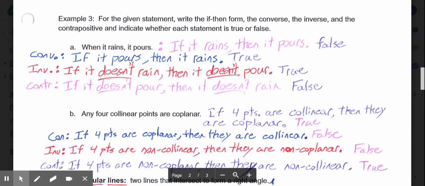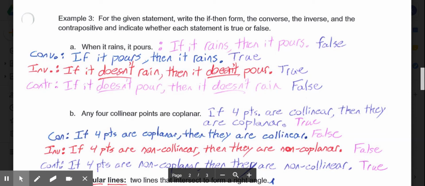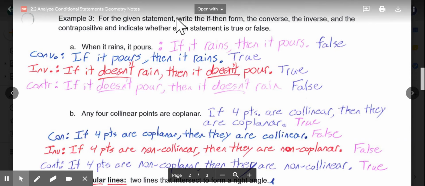Now, example 3, they give us just a statement. They first want us to write it as a conditional, then the converse, the inverse, and the contrapositive. And then we're going to say if each of these individual statements are true or false. Now there is a shortcut to this. The original statement, so our original conditional statement, so if we look at A, if it rains, then it pours. That's our original conditional statement.